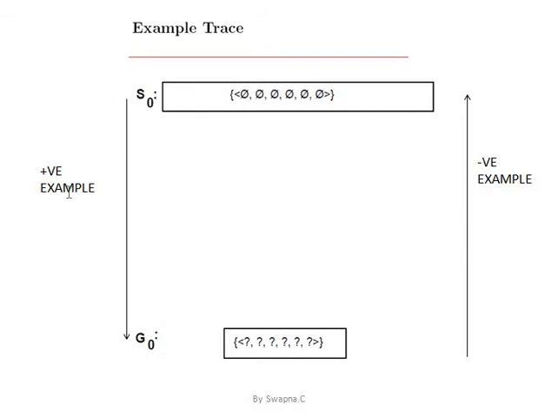Whenever we encounter a positive training example, S0 becomes S1 and G0 becomes G1 with the same values. If we encounter a negative training example, then G0 changes its attribute values in the next step, and S0 moves with the same values to the next step. So that is about the candidate elimination algorithm. The first step is completed with the maximally specific and maximally general hypotheses.